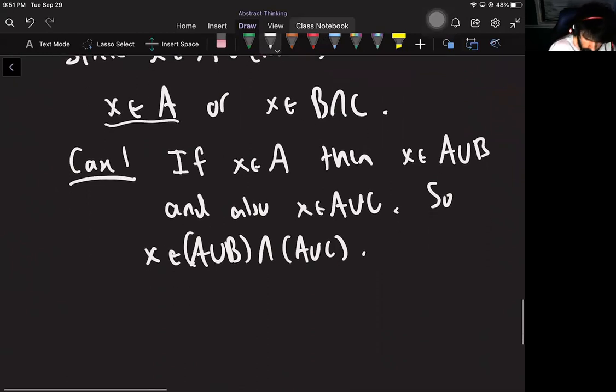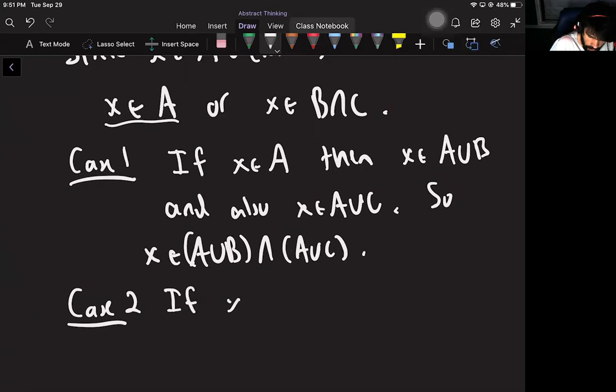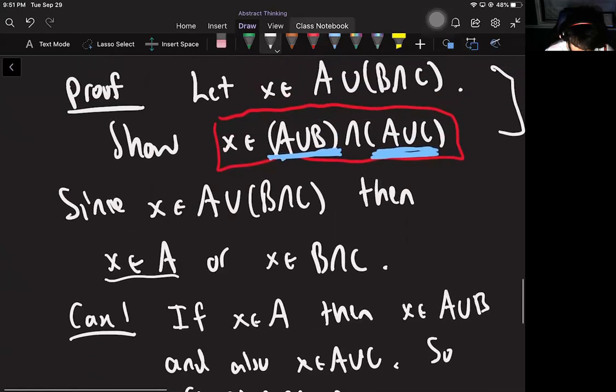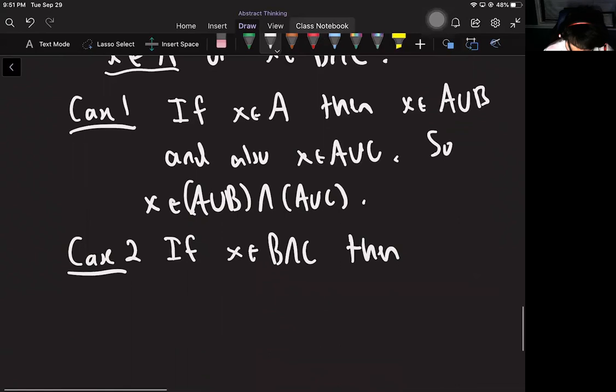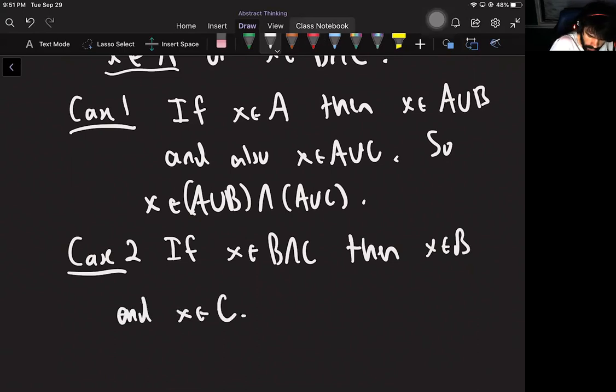But we also have to consider what happens if X is in the other set instead. So if X is in B intersect C, then I still have to show the same conclusion. I still have to show that thing in the red box. Okay, but what can I say immediately? Well, X is in B intersect C. That means X is in B and X is in C. That's what that actually means.